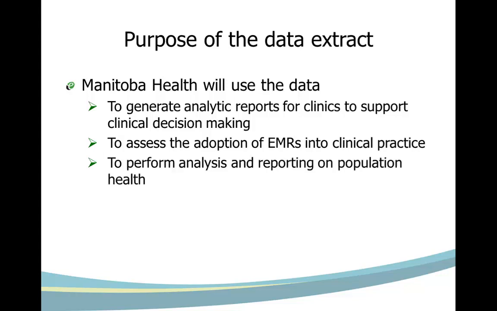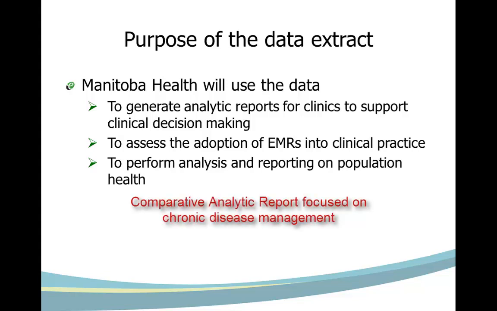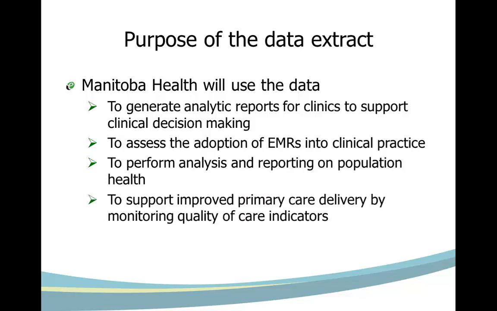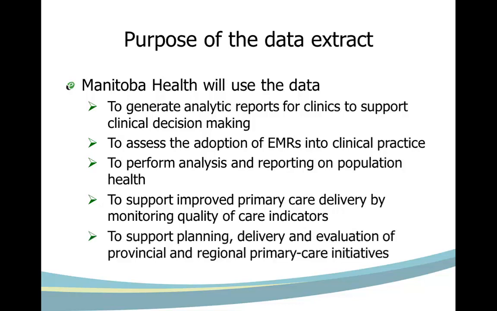To perform analysis and reporting on population health. After 6 successful monthly submissions, clinics will be sent a comparative analytic report focused on chronic disease management, comparing data province-wide. To support improved primary care delivery by monitoring quality of care indicators. Examples of quality of care indicators could be elements such as dates for preventative screening in relation to chronic disease management. Potential future initiatives include using the data for planning, delivery, and evaluation of provincial and regional primary care initiatives.